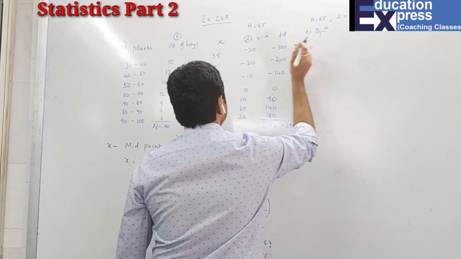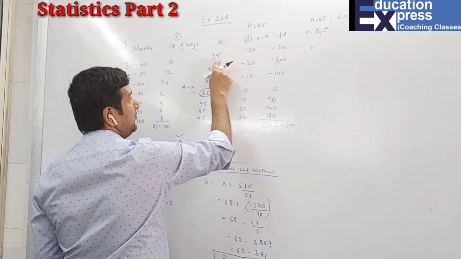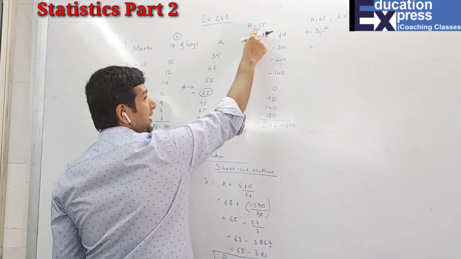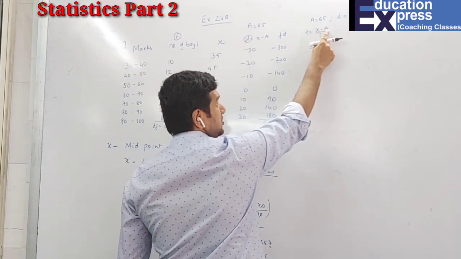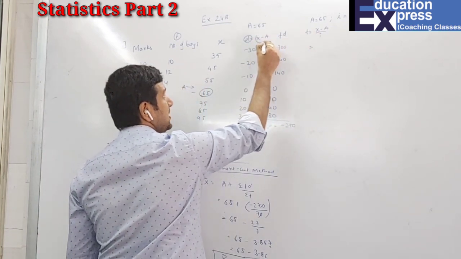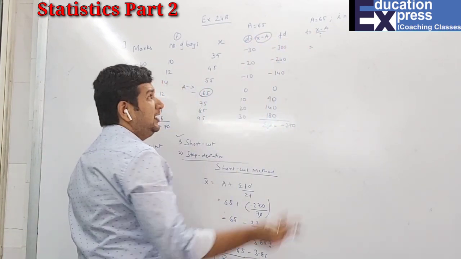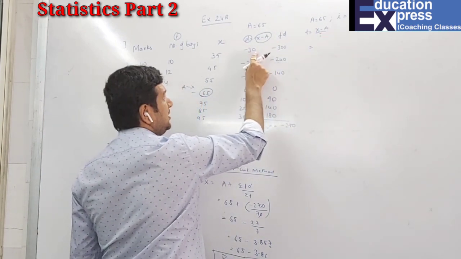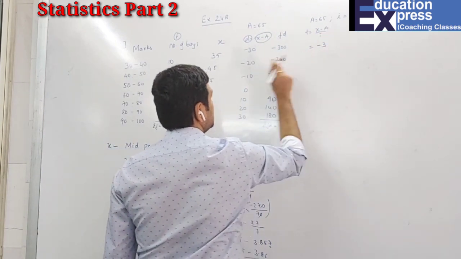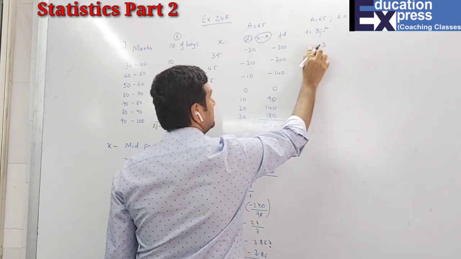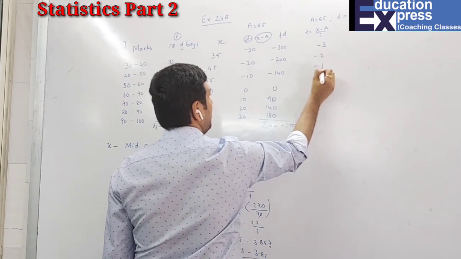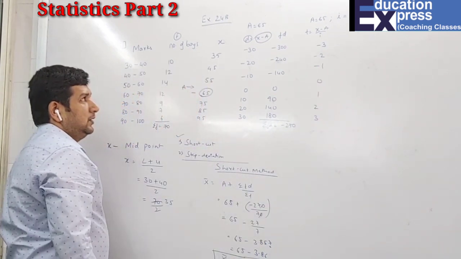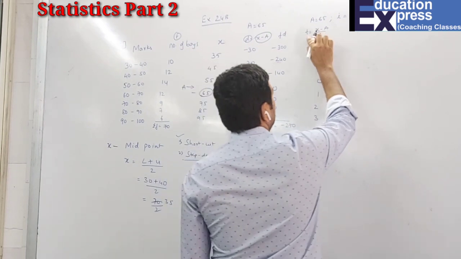Now what is your x? 35. What is your a? 65. And I is 10. 35 minus 65. Can you see x minus a, students? I have already found x minus a. Divide by I. That means the same thing I have divided by 10. So minus 30 divided by 10 is how much, students? Minus 3. Minus 20 divided by 10 is how much? Minus 2. Minus 1. 0, 1, 2 and 3.